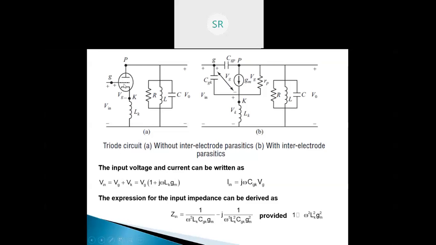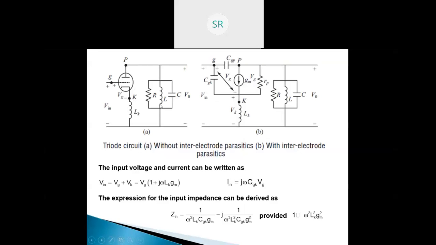Now, at a high frequency, what happens? There will be components of grid to cathode capacitance, grid to plate capacitance, and one more capacitance, plate to cathode. Then again, we have inductances: at a given lead, there is a cathode inductance. Similarly, we have a grid inductance, and similarly a plate inductance.